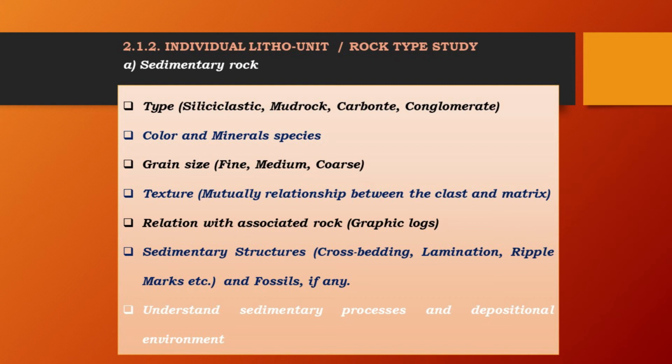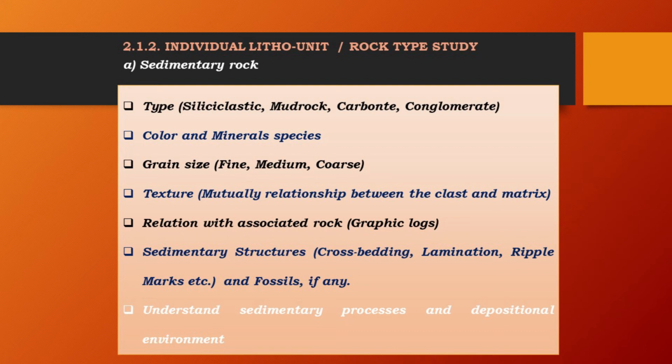What is the color of the rock and its particular mineral species? We should also observe the grain size, ranging from fine, medium to coarse. What is its textural maturity, whether the rock is clast supported or matrix supported, and its relationship with other types of rocks. We should also see the sedimentary structures if present, like cross bedding, laminations, ripple marks, etc.